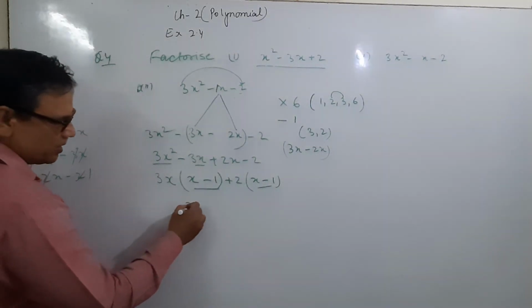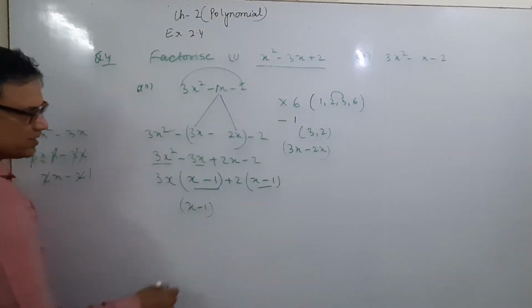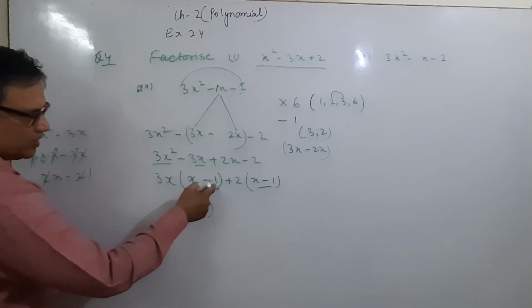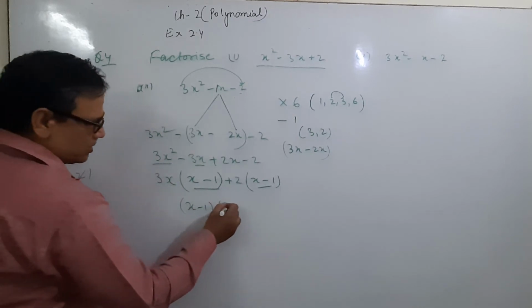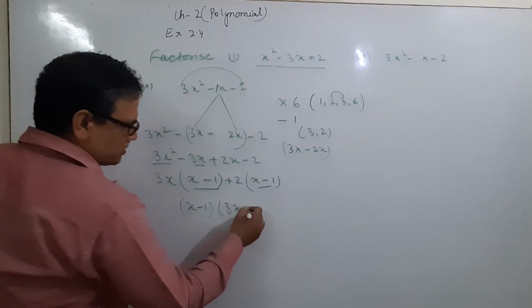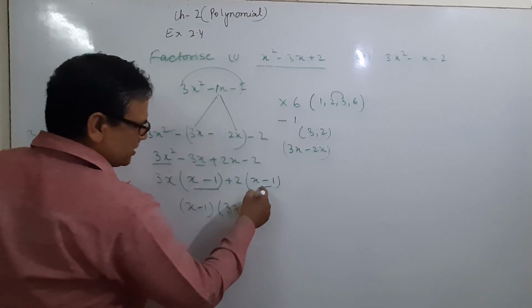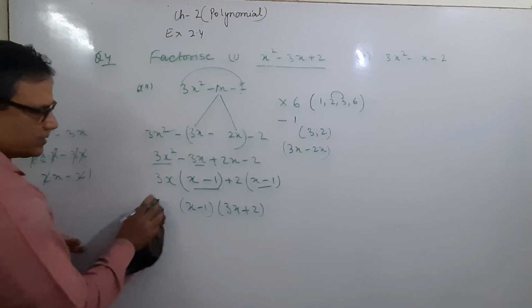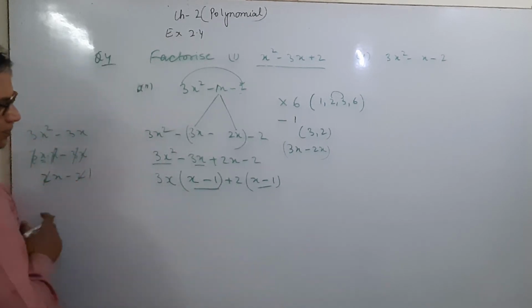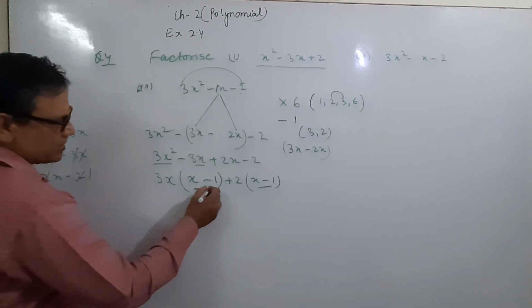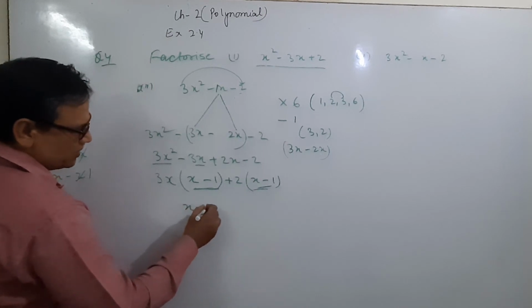Then what is your answer? x minus 1. And what is left? 3x, and here is plus 2. Now check it again. What is this? x minus 1, x minus 1. x minus 1 is common.